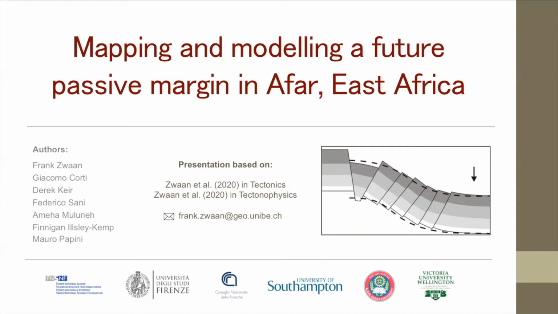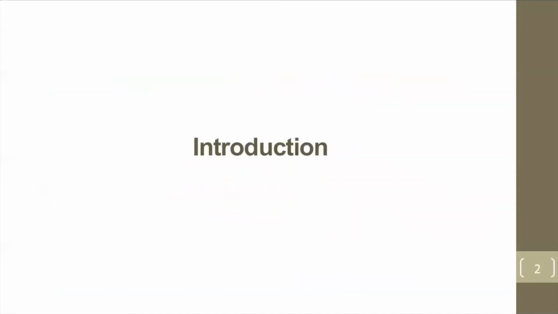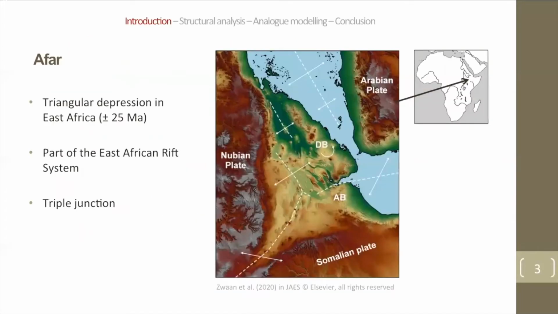And now I would like to introduce you to Afar. So Afar, shown here on this map, is a depression in East Africa, which has a triangular shape between the Nubian plate to the west, the Danakil block to the northeast, and the Somalian plate to the south.